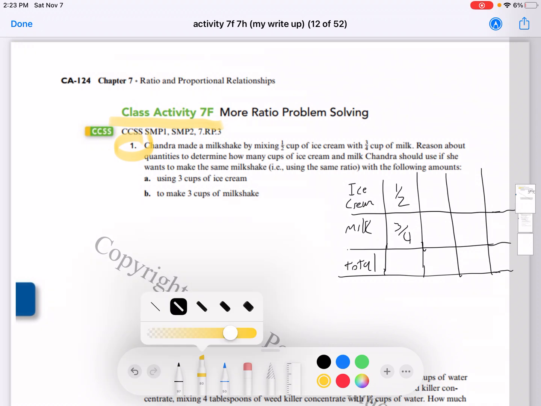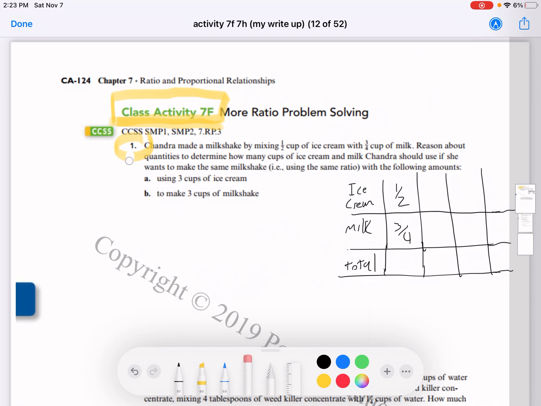All right, in this video, we're going to look at 7F to start, and we're just going to do a few more ratio and proportion problems. So this first problem says Chandra made a milkshake by combining a half cup of ice cream with 3/4 cup of milk. And now we want to make different amounts of this milkshake, but we want it to taste the same.